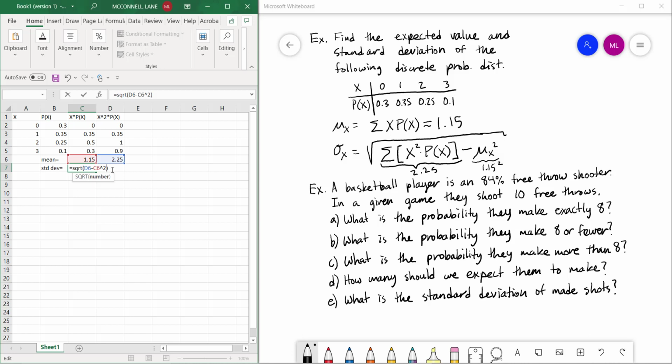And if I just hit enter now, it spits out our answer. So this answer turns out to be 0.963.